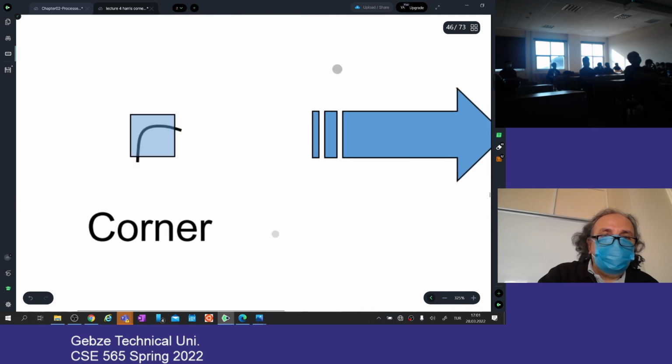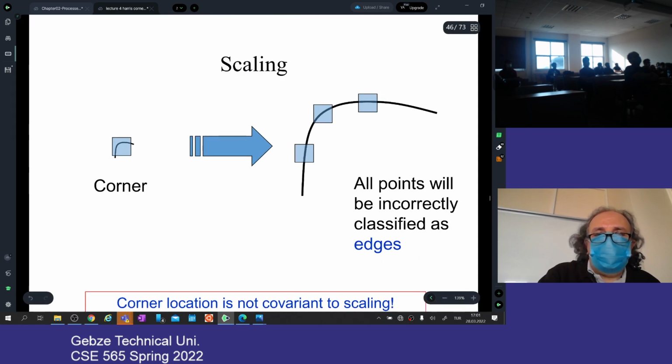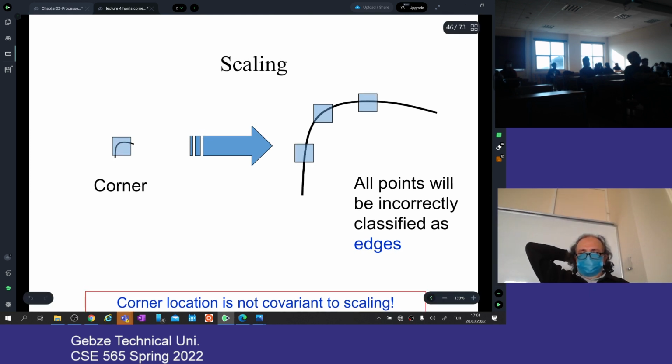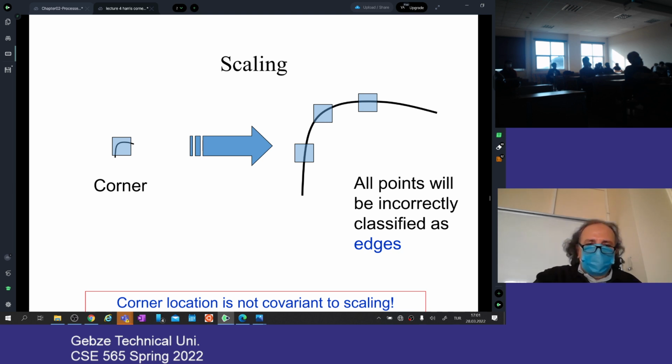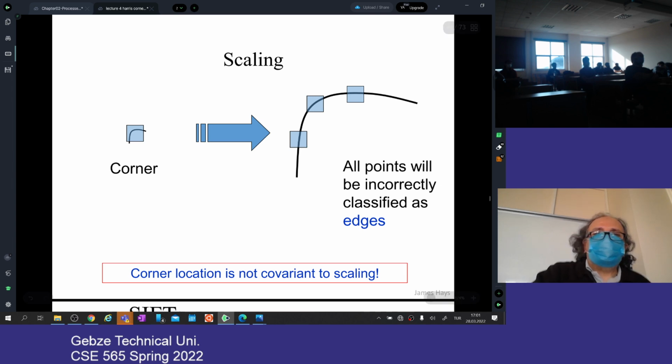For this one, there is definitely a corner within this window. But if I make this curve larger, this window or this window will not detect the corner. They all say that there is an edge, not a corner. So scaling is a problem. Corner location is not covariant. Scaling is going to be a problem. So what does that mean?